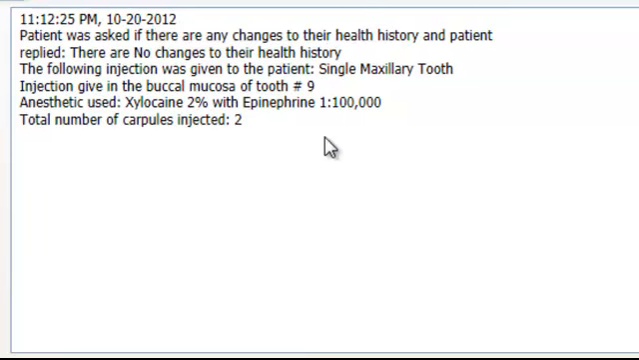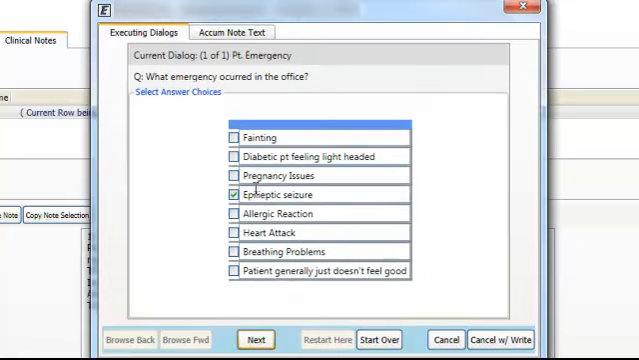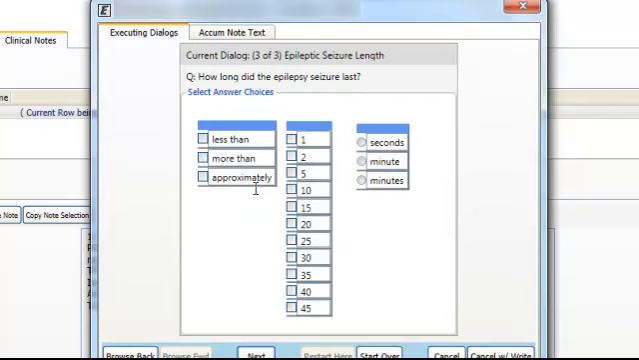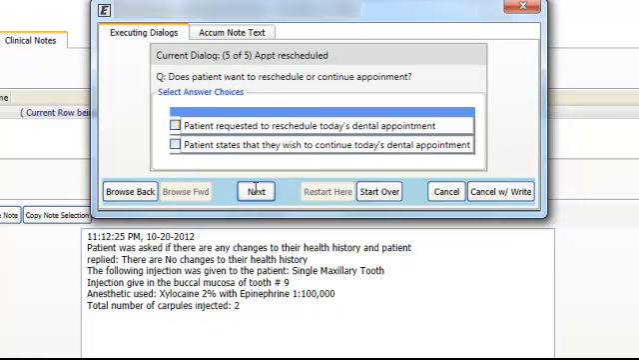You can see here it's put all the notes in right up to the fact that you injected 2 carpules. We'll go up and select Emergencies. They had a non-grand mal seizure. It lasted approximately 30 seconds. The patient told you they forgot to take their medication and they requested to reschedule the appointment.